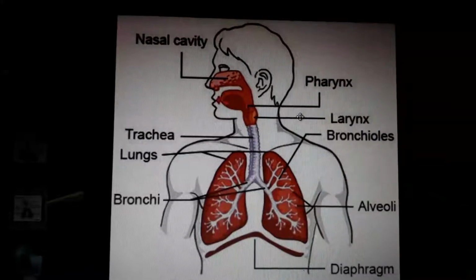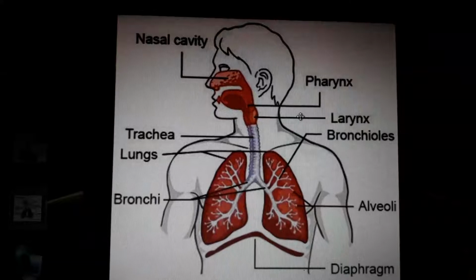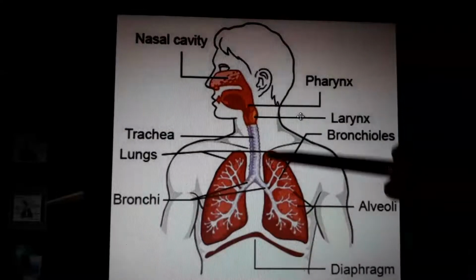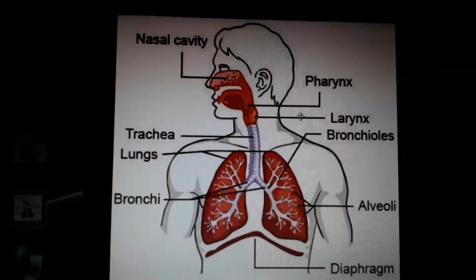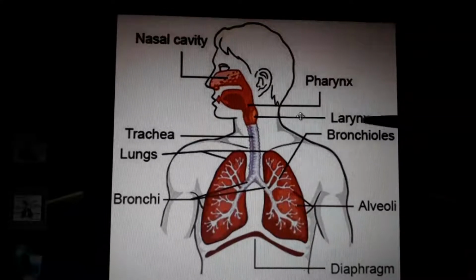So what is its function? Its main function is to send the food we are eating into the esophagus, and the air we breathe into the trachea, or windpipe. Trachea or windpipe. So the pharynx is our throat, and the larynx is another organ.